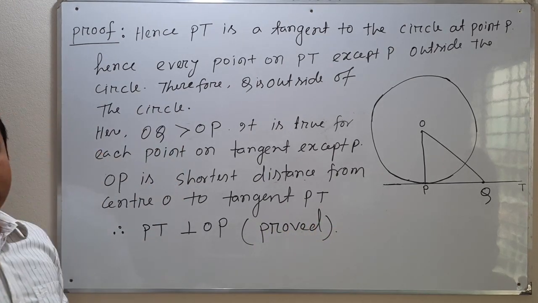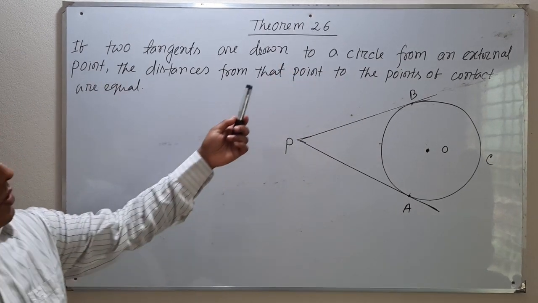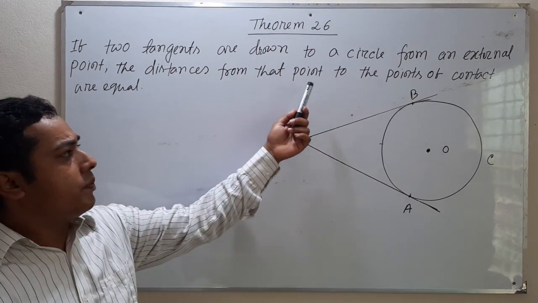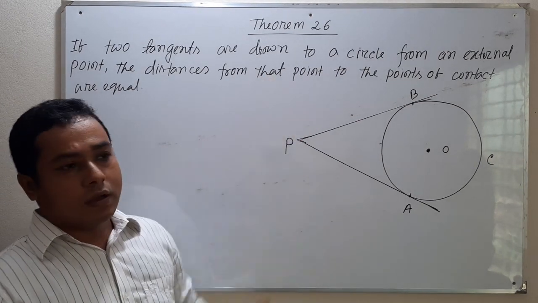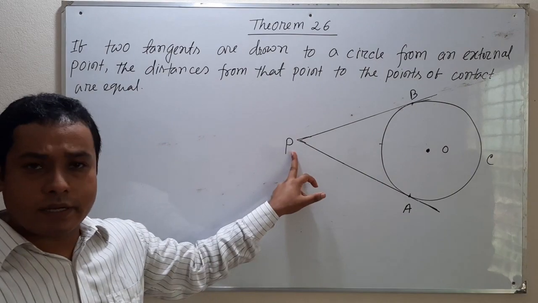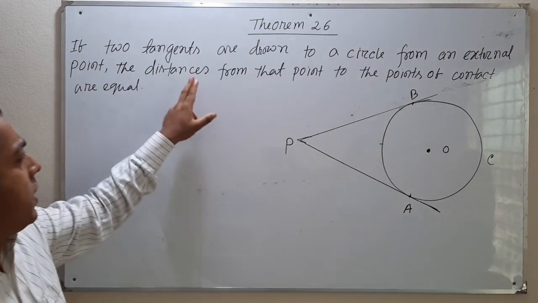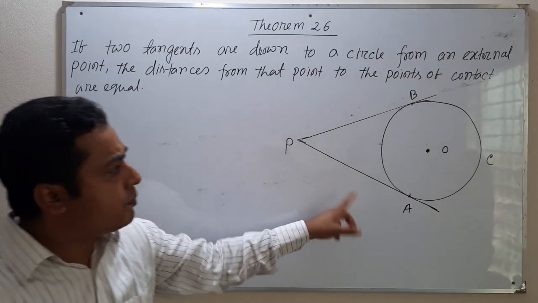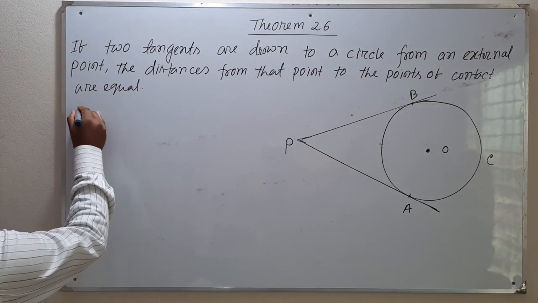Okay, now Theorem 26. If two tangents are drawn to a circle from an external point, the distances from that point to the points of contact are equal. This is a figure for this statement. Here P is an external point. So PA and PB are two tangents drawn from an external point. Just this is our proposition.